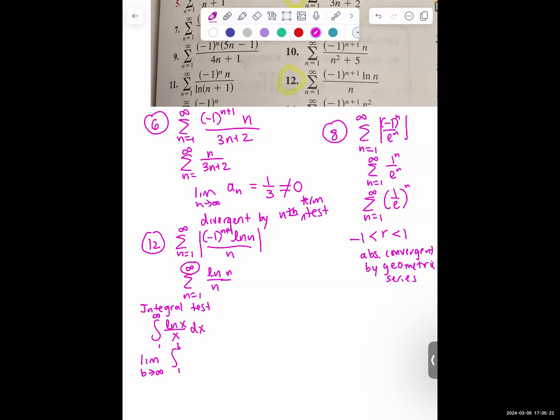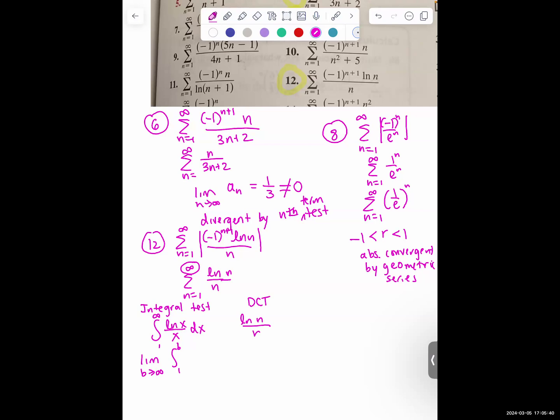Please note that if you get a finite answer for the integral, it doesn't mean that's the sum of the series. So that's one way to do the question. Another way to do the question is through DCT.